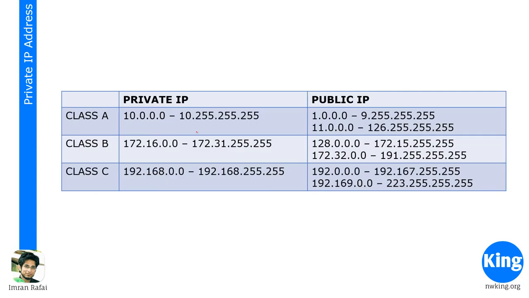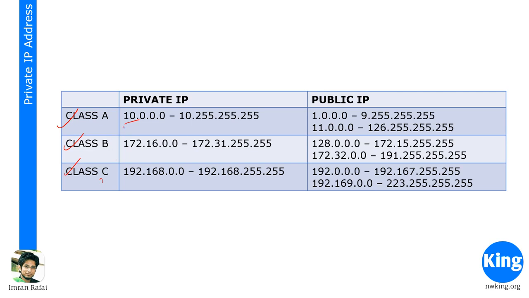Private IP. Right, so we know there are three classes of IP addresses: class A, class B, and class C. Private IP in class A has the range 10.0.0.0 to 10.255.255.255. So this whole 10 range, anything that starts with 10, is in the private range. And the public range for class A is 1.0.0.0 till 9, and then 11 to 126.